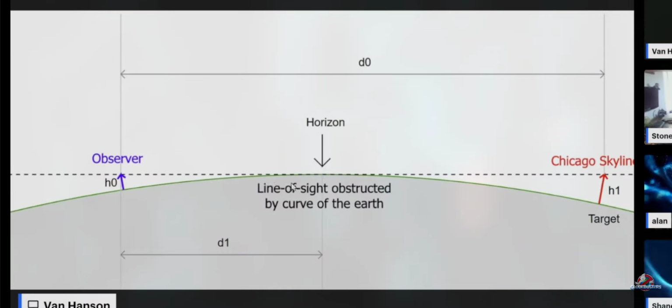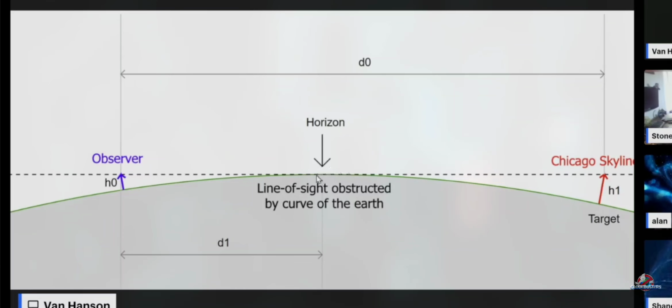understands the claim. And so on the left here we have the observer, the little blue arrow, and on the right we have the Chicago skyline, and then the dotted line is the horizon, the geometric horizon of that observer.